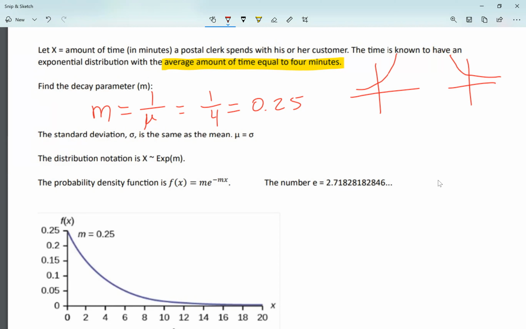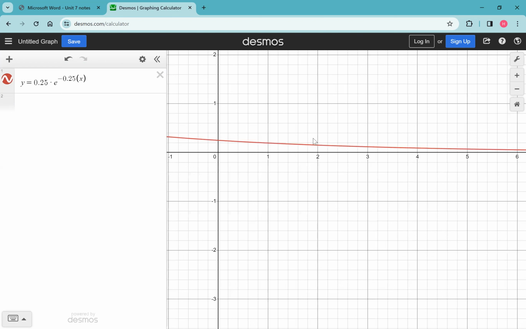And I'm going to write negative 0.25 times, oops, no, I don't want to get out of the exponents. So in that case, let me use parentheses times x. Now that gives me this graph. If I look into the graph here, notice I crossed at 0.25. So it gives me this graph.